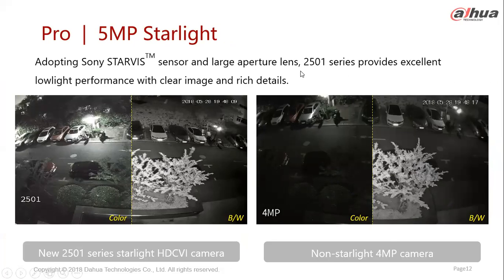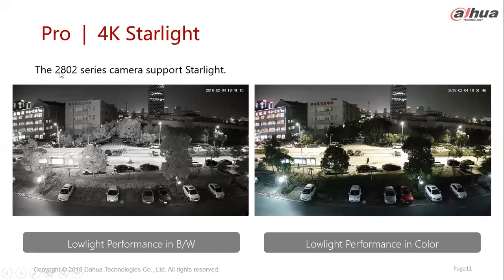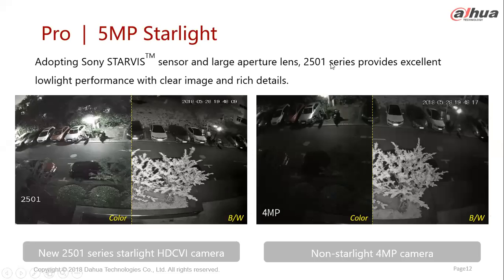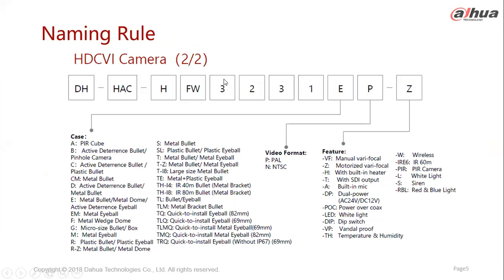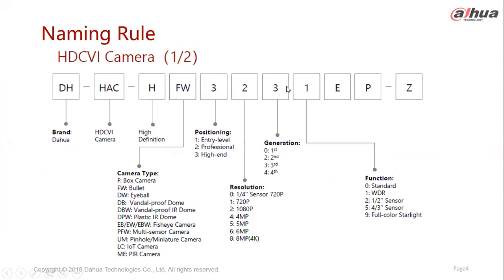So the series includes 2.5. You see the 5 here is 5 megapixels. The 4K here means 3840 by 2160. 250, 501. And from the naming rule, you can check 500, 501 generation. So here is just in terms of generation.